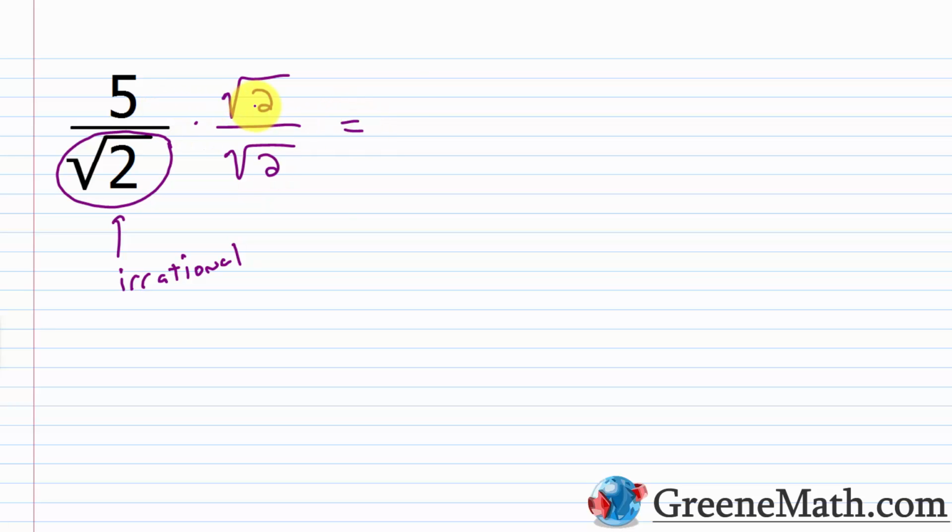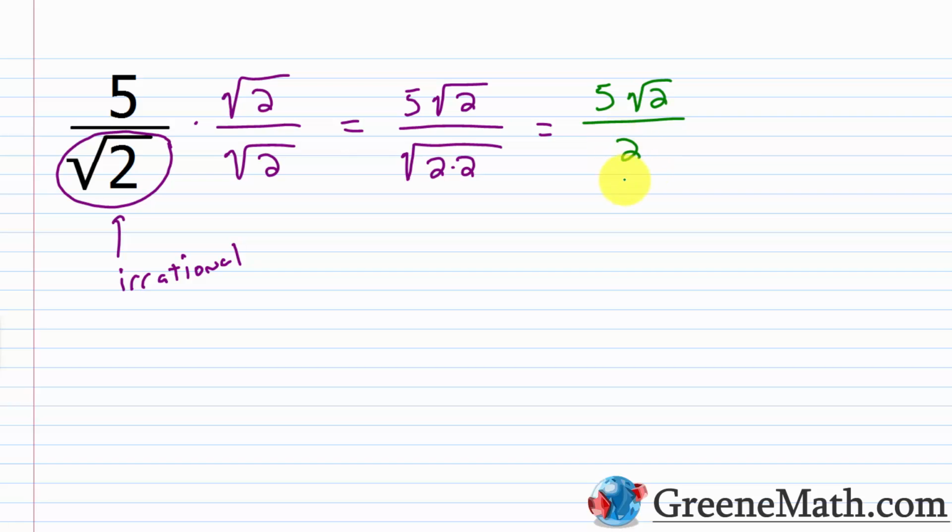In the numerator, 5 times square root of 2 is just 5 times square root of 2. Nothing fancy there. In the denominator, what's going to happen is square root of 2 times square root of 2 is the square root of 2 squared, or the square root of 2 times 2, which is just going to be 2, right? It's the square root of 4, which is 2. So this is going to be equal to 5 times square root of 2 over 2. So now this 2 is a rational number.